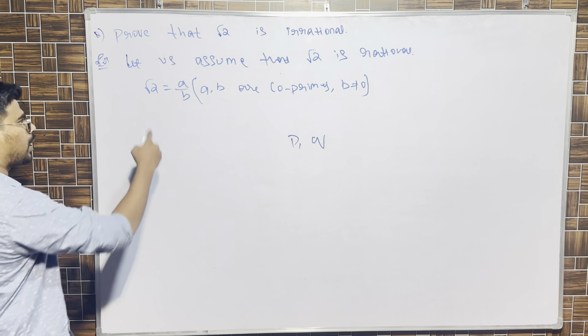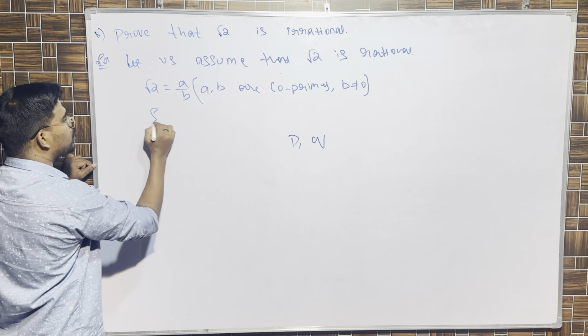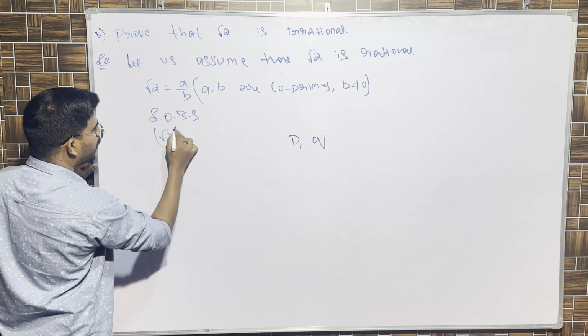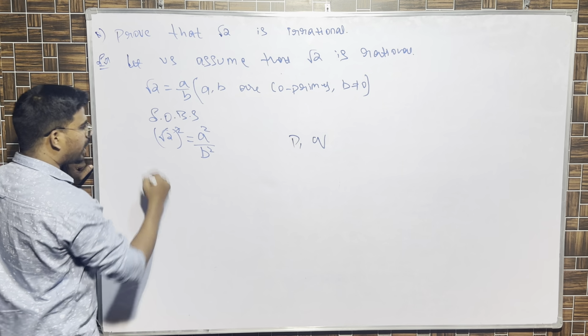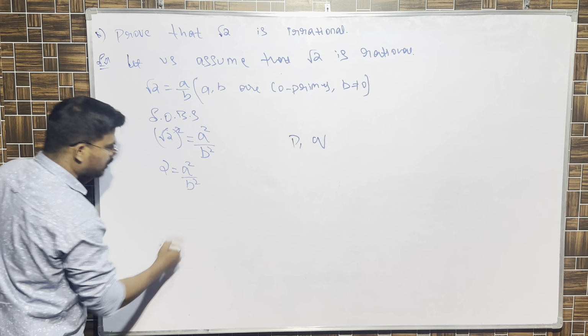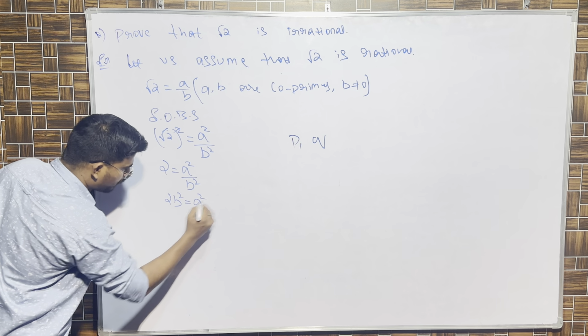Chalo. So now, in order to remove this root, we have to square on both sides. Squaring on both sides, root 2 whole square is equal to a square by b square. Square and root will get cancelled. 2 is equal to a square by b square. 2b square is equal to a square.